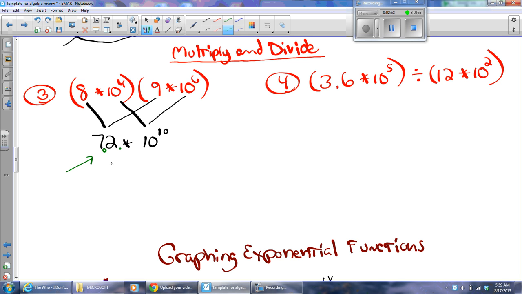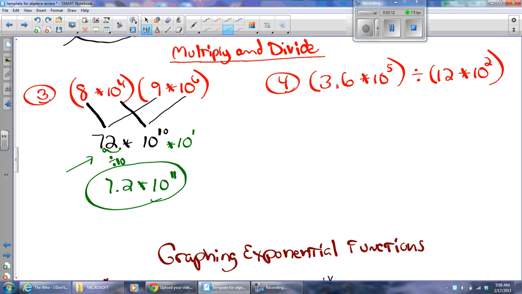To get it there, I'm going to divide by 10, turning 72 into 7 and 2/10. But if I divide that part of the number by 10, I have to multiply this part by 10, and I'm going to get 10 to the 11th. And there you go. Pretty easy stuff.